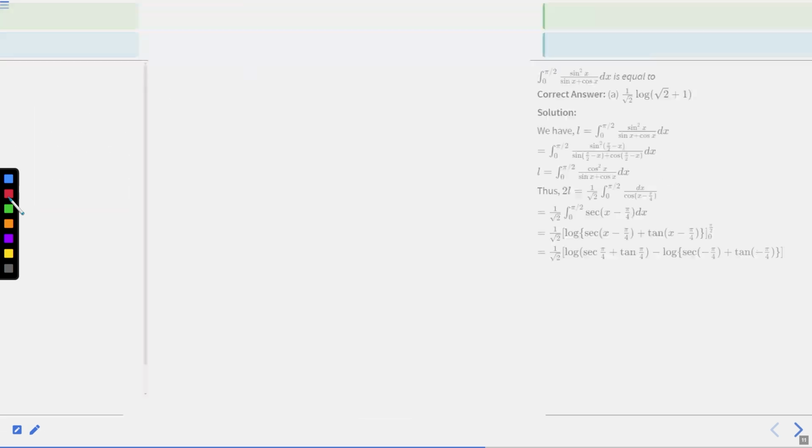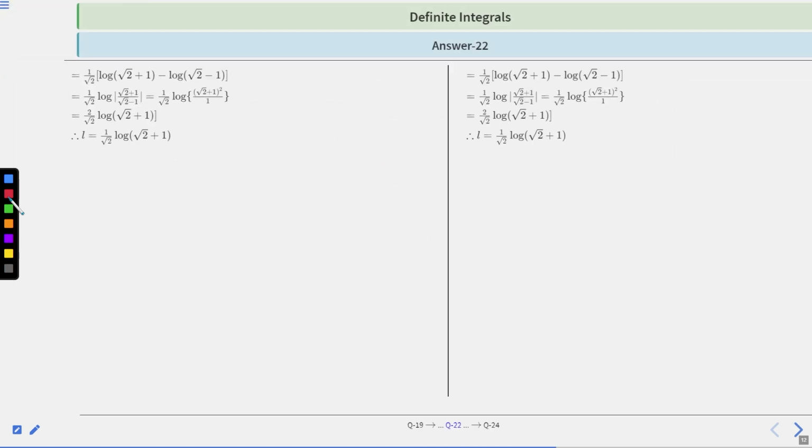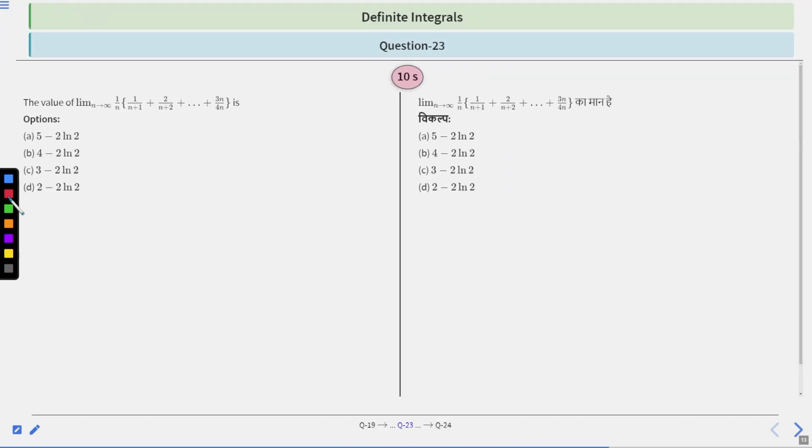Okay. Let's move to the next question. Question number 23, which says: the value of the limit as n tends to infinity of 1 by n [1 plus 1 upon (n plus 1) plus 2 by (n plus 2) till 3n upon 4n].